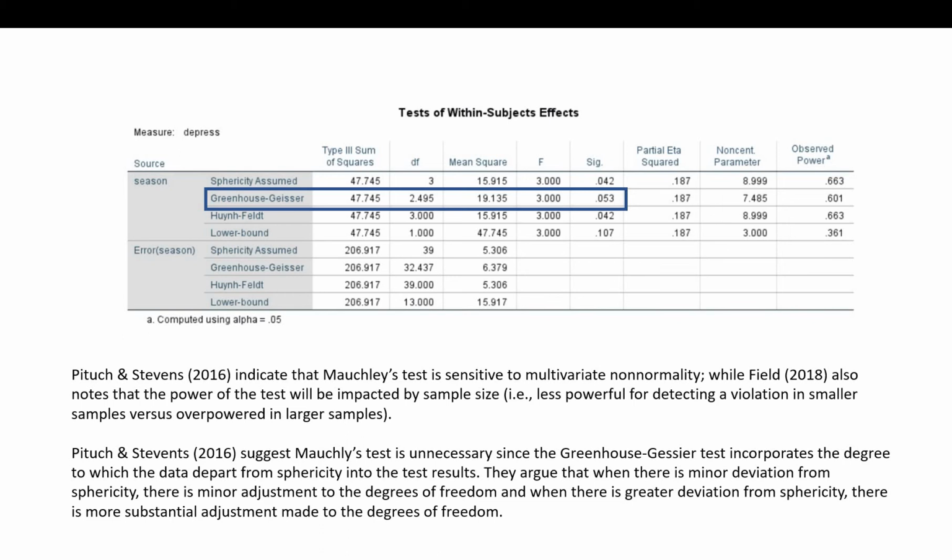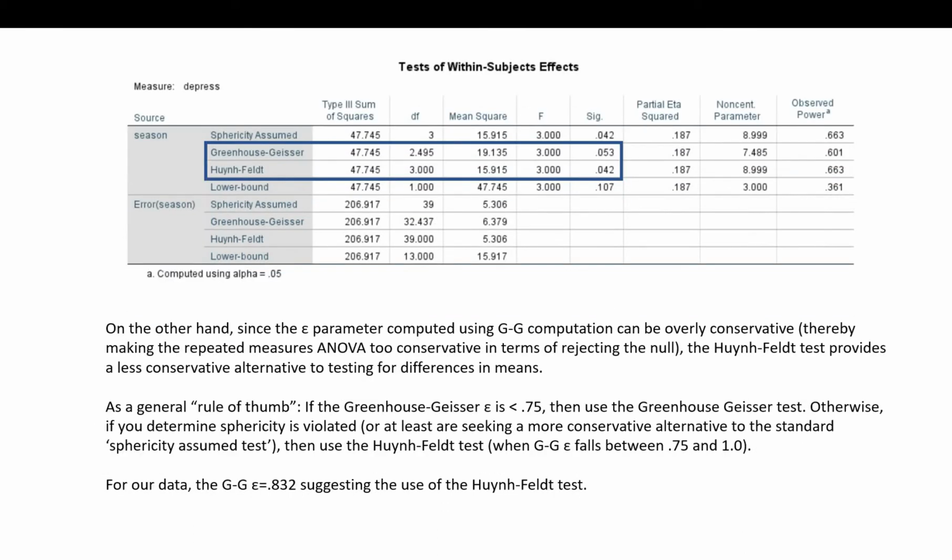So they argue that when there is minor deviation from sphericity, then there's going to be a minor adjustment to the degrees of freedom, and when there's greater deviation from sphericity, then there will be a more substantial adjustment to the degrees of freedom when using the Greenhouse-Geisser adjustment in the context of the univariate analysis. Now, as we noted before, since the epsilon parameter computed by Greenhouse-Geisser can be overly conservative, which would make that univariate test overly conservative in terms of rejecting the null, the Huynh-Feldt test provides a less conservative alternative to testing for differences in means.